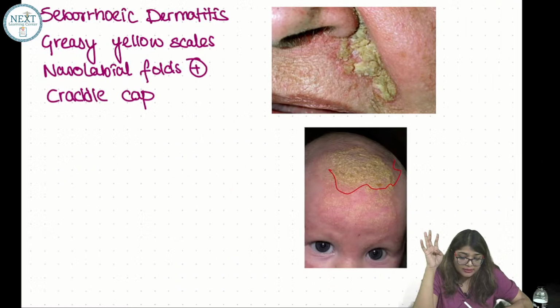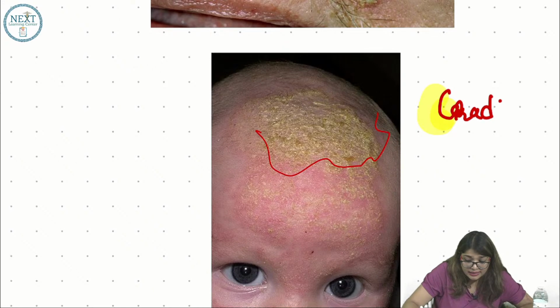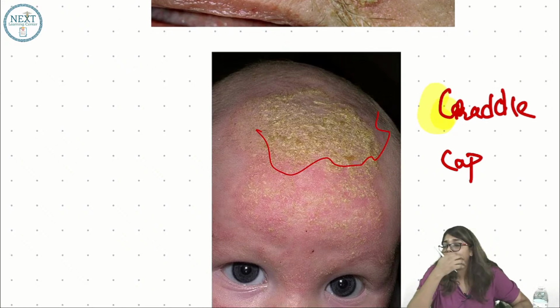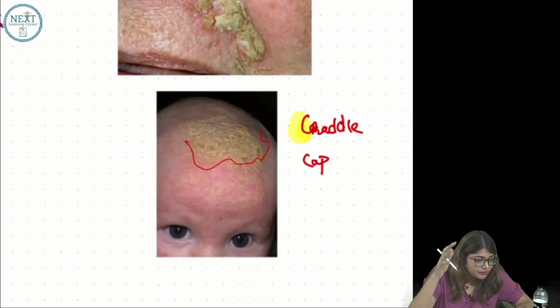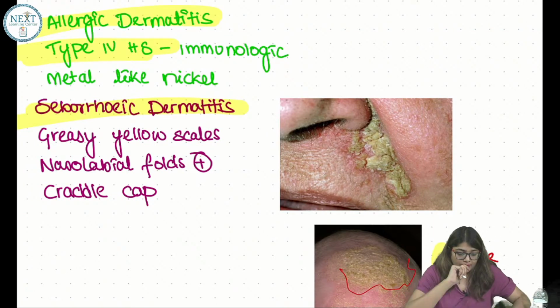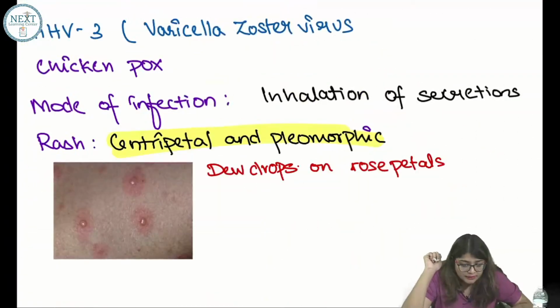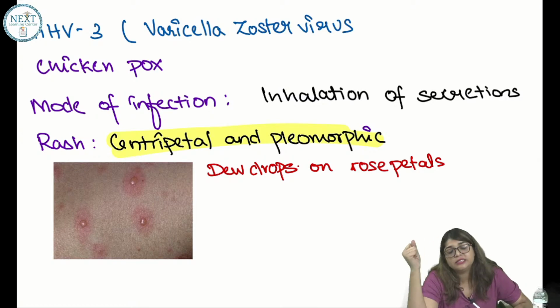And what other dermatitis do we have? This is known as the cradle cap, you remember? Cradle cap, greasy nasolabial folds, this is seborrheic dermatitis. Okay, seborrheic dermatitis. Got it? And we are done. One topic that we have not done in this is pemphigus disorders.